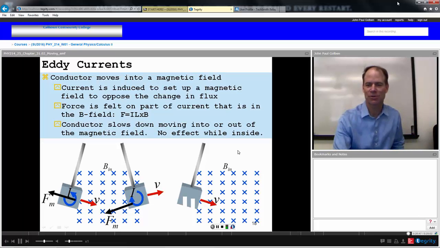But that's a cool thing about induction and induction brakes on a conducting material. So that concludes chapter 31 on inductance and induced voltage.